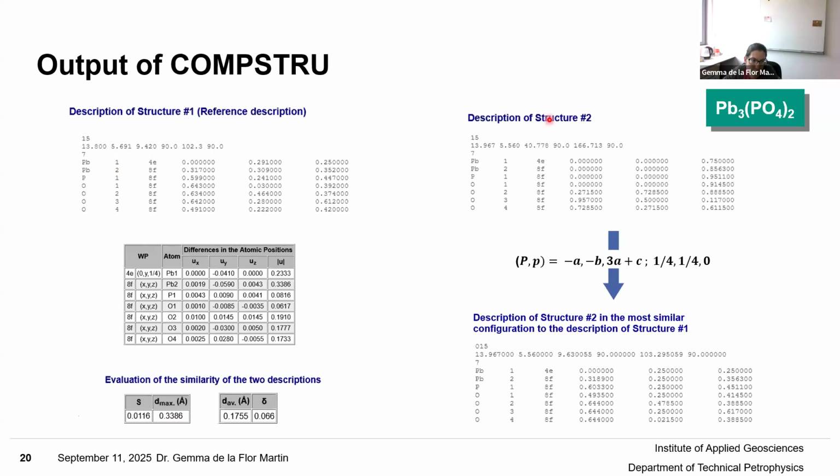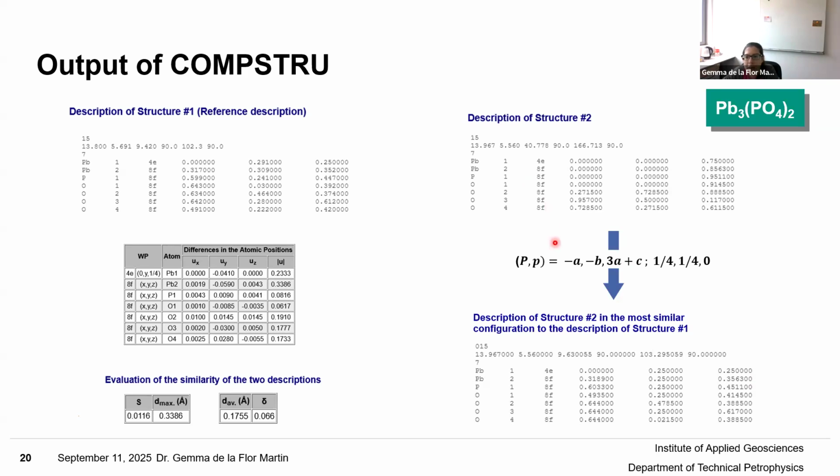Here is shown a summary of the output of the program COMPSTRU. First, the input structures descriptions are shown, the description of structure 1 and structure 2. Below the description of structure 2 is shown the description of structure 2 in a more similar configuration to the description of structure 1, together with the transformation matrix. If we apply this transformation matrix to structure 2, we get the description of structure 2 in a more similar configuration to structure 1. Have in mind that this is one of the symmetrically equivalent descriptions of structure 2.